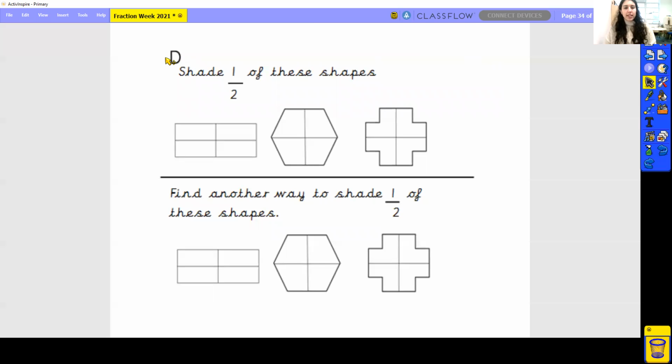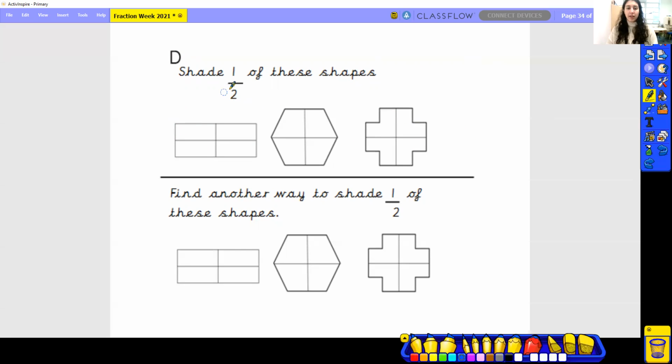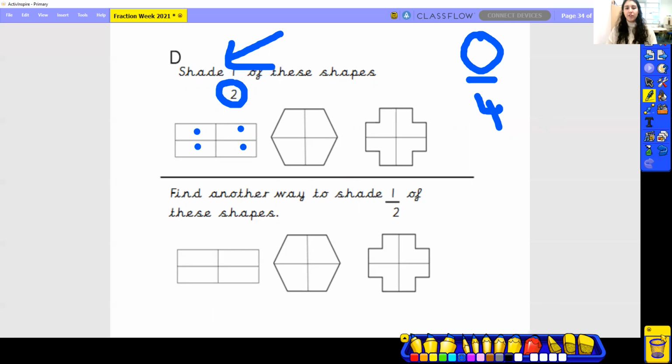The semicircle sheet is asking for you to shade 1/2 of these shapes. Now it's trying to trick you again because 1/2 has 2 as a denominator. That means my whole must be split into 2 equal parts. Are any of my wholes here split into 2 equal parts? No, they are split into 4 equal parts. They are split into quarters. So how many quarters do I need to shade to make sure that I shade 1/2?